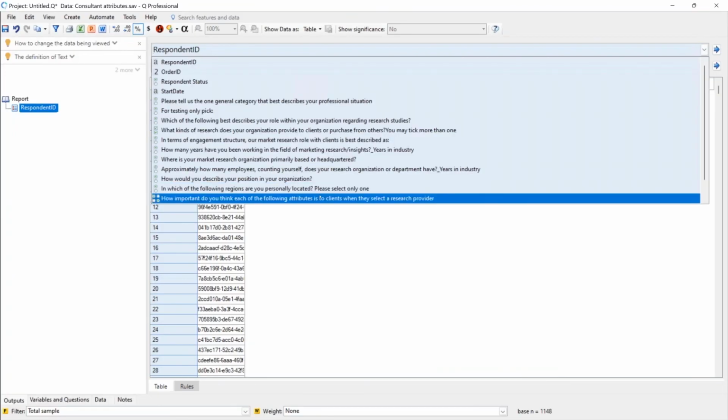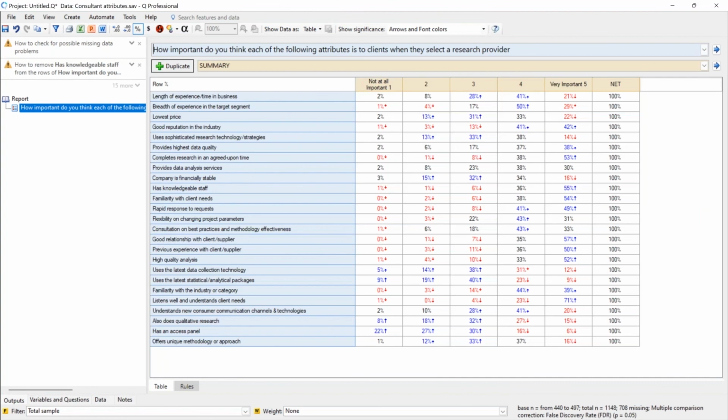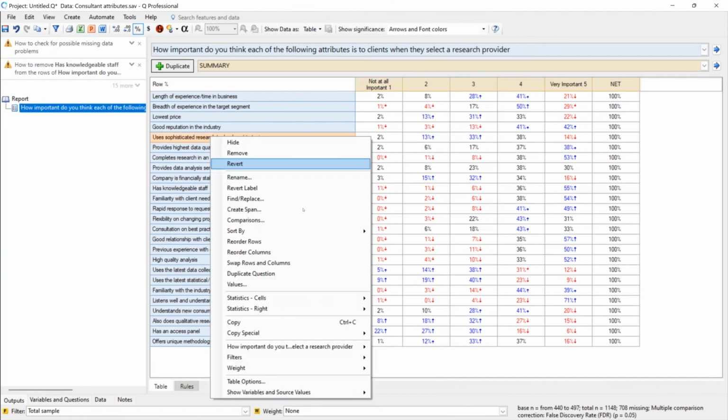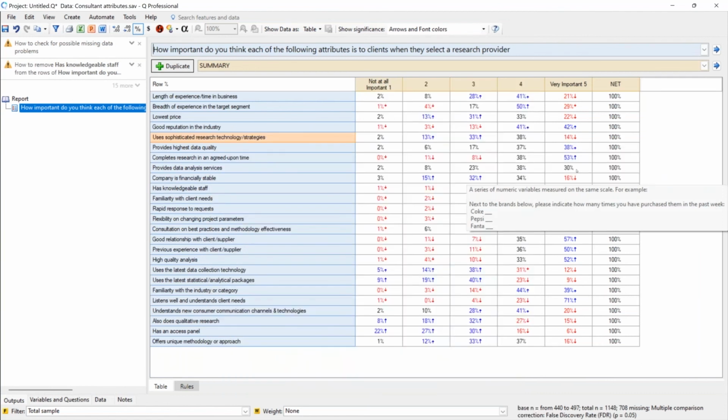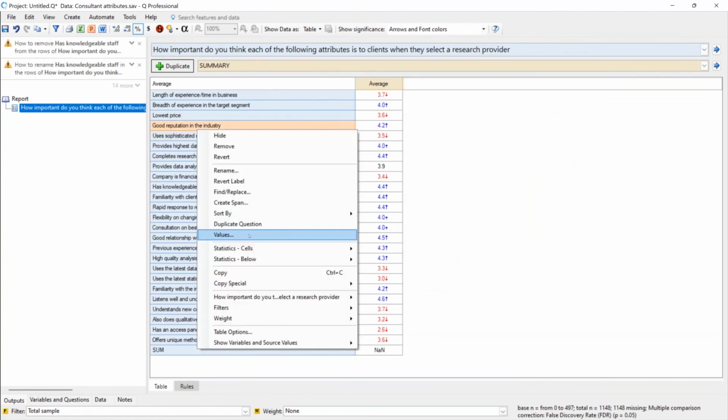Here's my importance data. I want to restructure it as numeric. I right click on it, go down to restructure data, and make it numeric. I want to check the values. I can check the values. Everything is in order here.